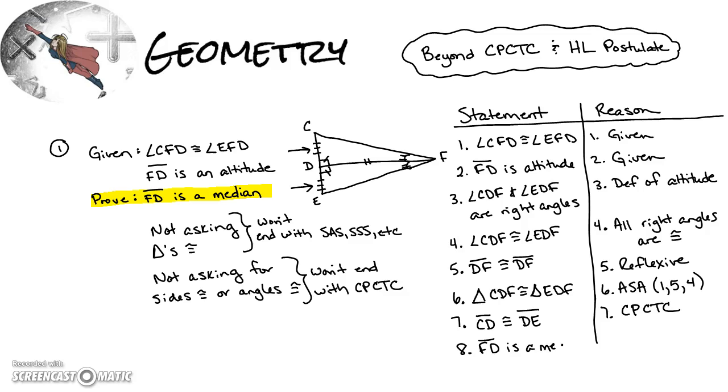So we can go ahead and state that, and in our reason, it's really just definition of median. So I think most teachers would be okay with writing that. But the definition of a median is that it's a segment that starts at one vertex, and then where it meets the opposite side, it's bisecting the opposite side. And so that would be our final step.